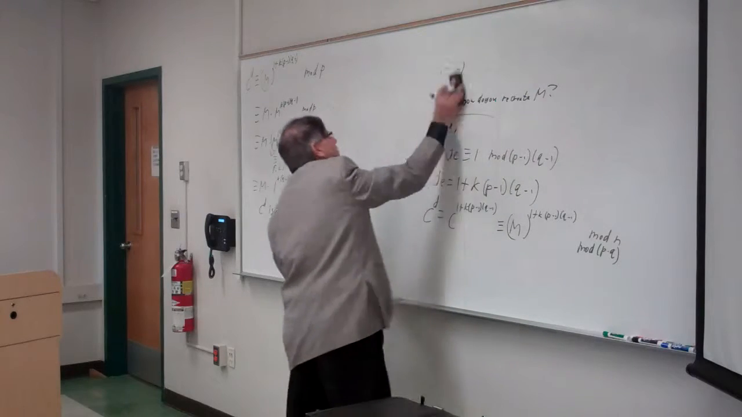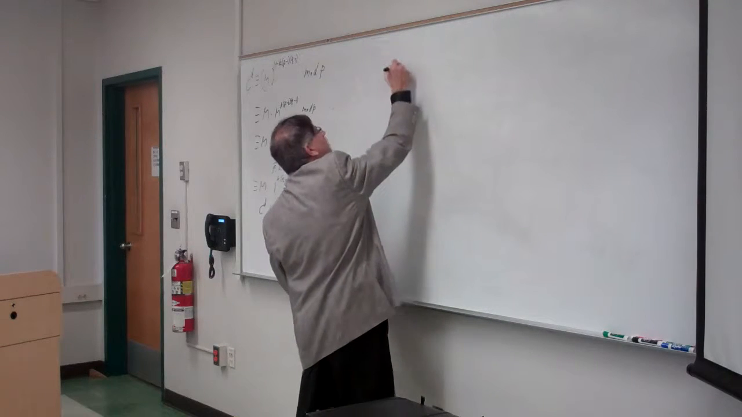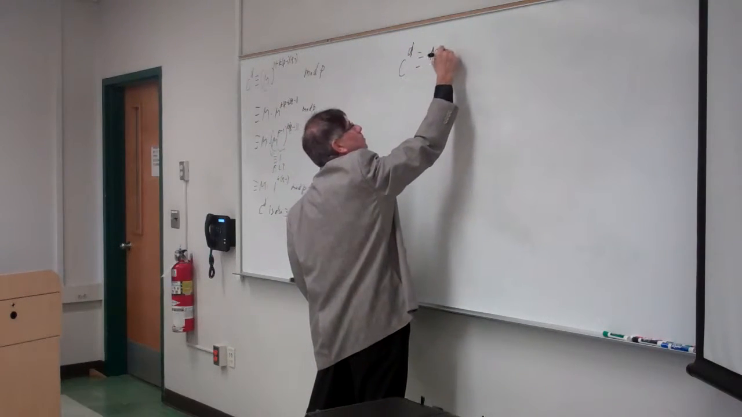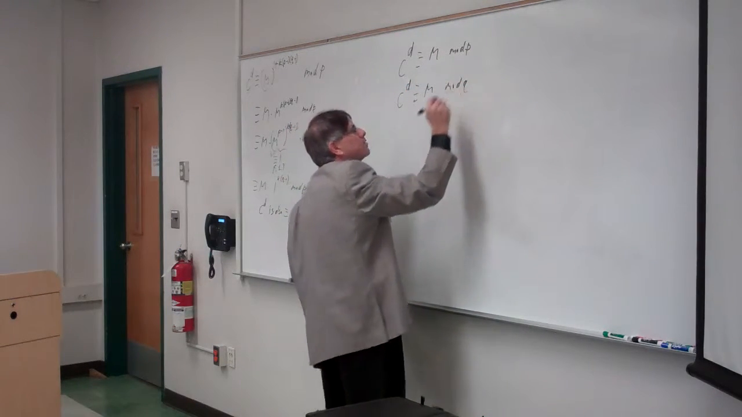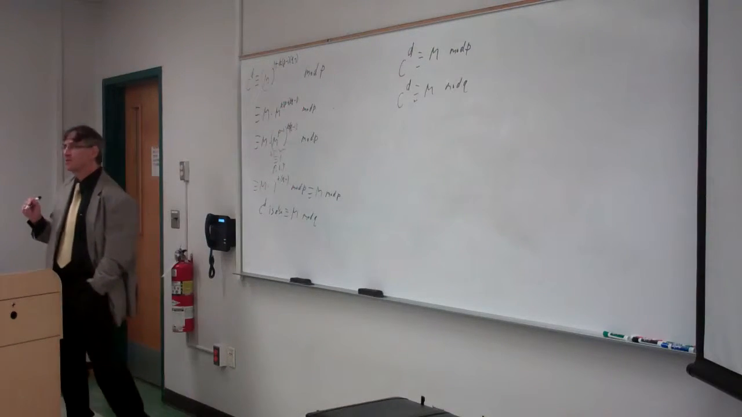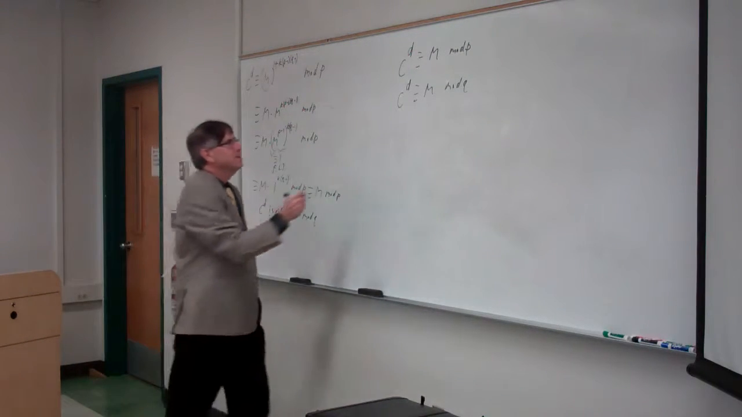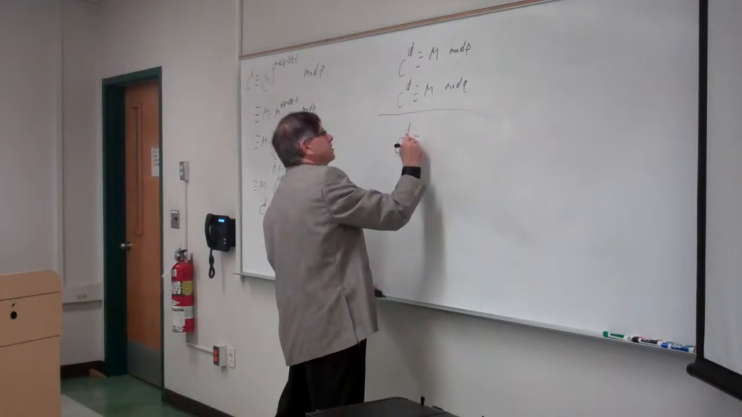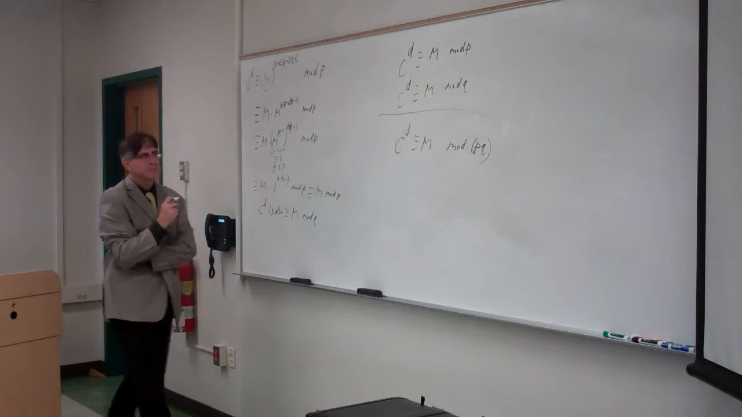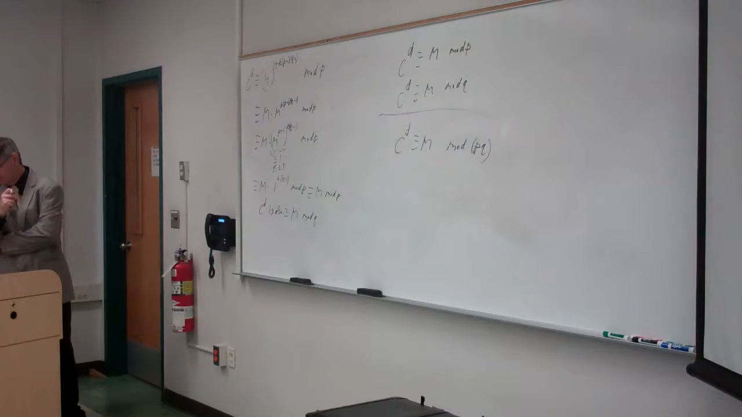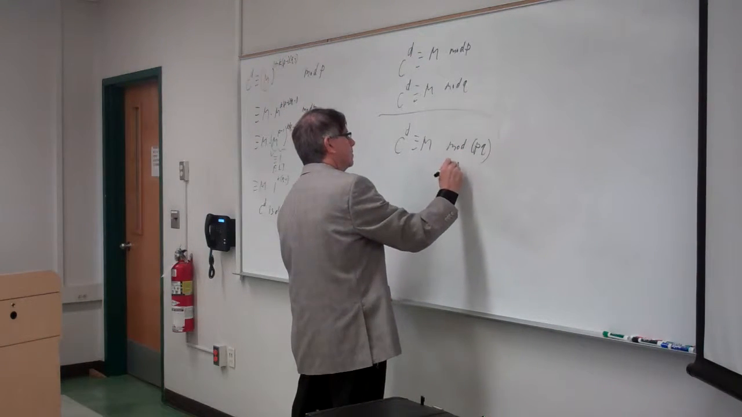Last step. c to the d is congruent to m modulo p. c to the d is congruent to m modulo q. p and q are both prime, so they're relatively prime. And the Chinese remainder theorem, which I mentioned but we didn't go through the details, says that therefore c to the d is congruent to m modulo p times q, which is modulo n.